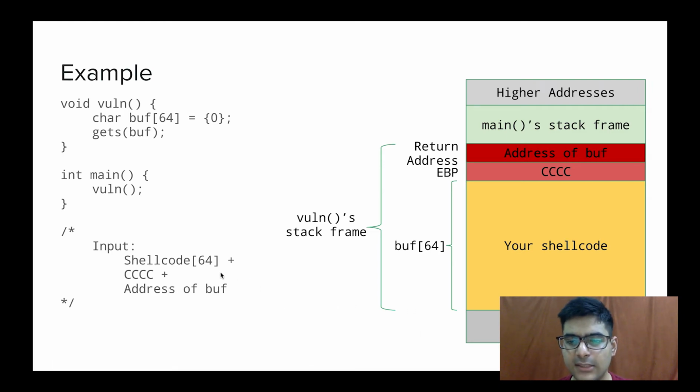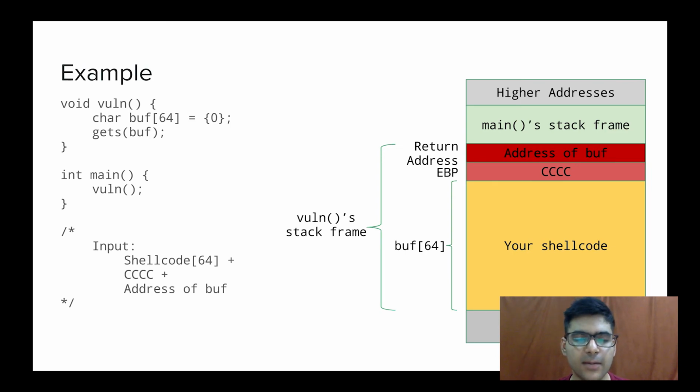And then you have the 64 byte buffer. In this first example, you pass the shellcode as input. It's shown as if the shellcode has to be 64 bytes, but that's not really necessary. It can be anywhere inside the 64 plus 4. So at max you have 68 bytes to pass.